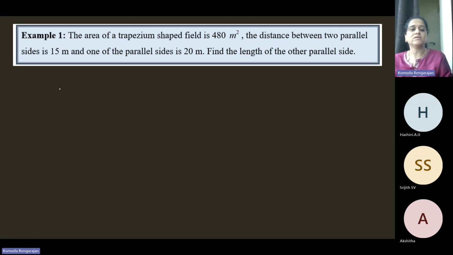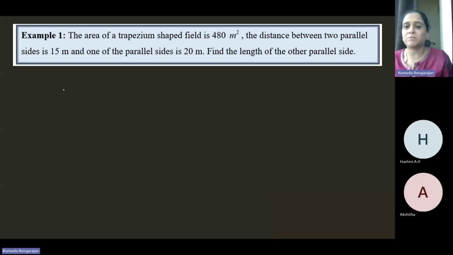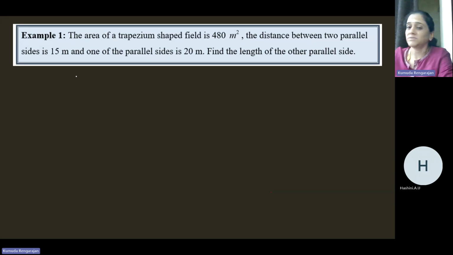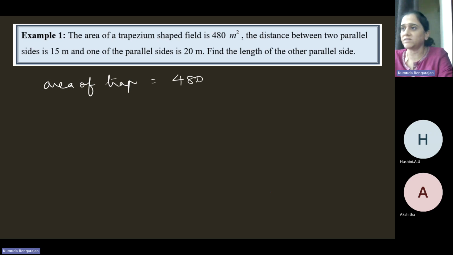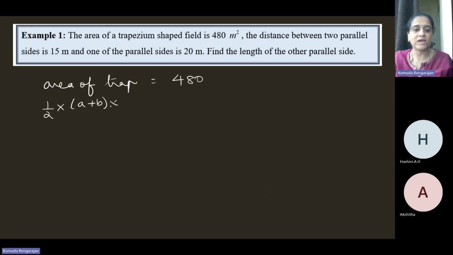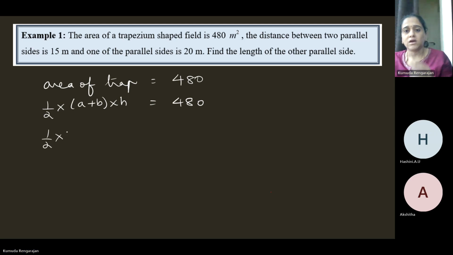So see the question here. The area of a trapezium shaped field is 480 meters square. So the area of the trapezium shaped field is equal to 480. Don't write anything now. So that means half into A plus B into H is equal to 480, correct?